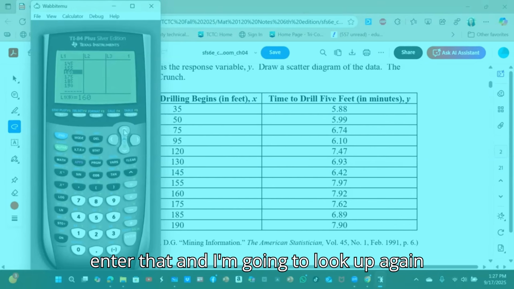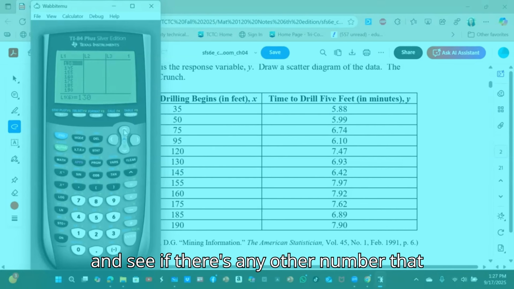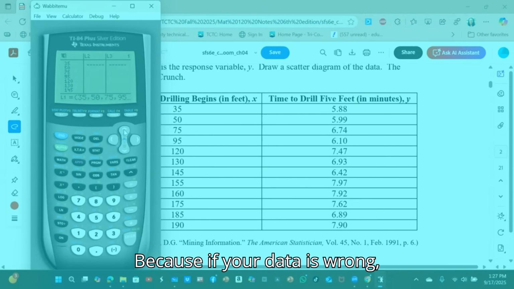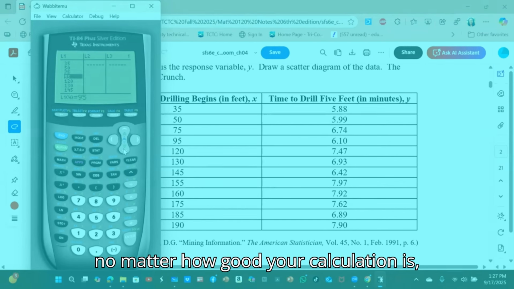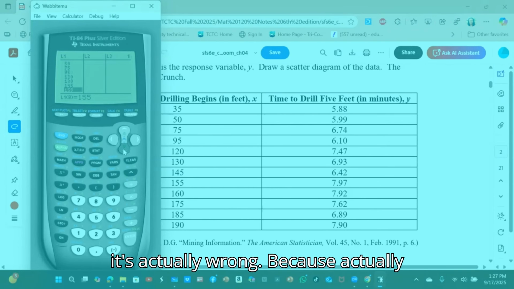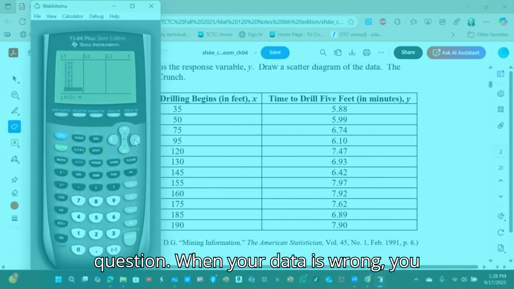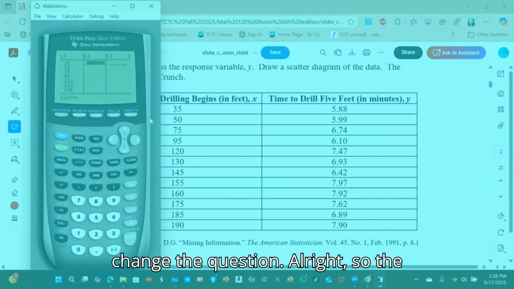So I entered that, and I'm going to look up again and see if there's any other number that doesn't look like what is in the data. Because if your data is wrong, no matter how good your calculation is, it's actually wrong. Because what it means is that you changed the question. When your data is wrong, you change the question.